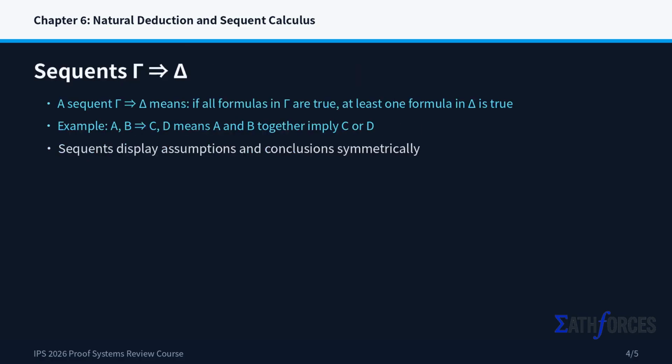Jensen's sequent calculus writes judgments as gamma entails delta. The left side gamma is a collection of assumptions, and the right side delta is a collection of possible conclusions. The meaning is: if all formulas on the left are true, then at least one formula on the right is true. This notation makes assumptions and conclusions appear in a very symmetric way.